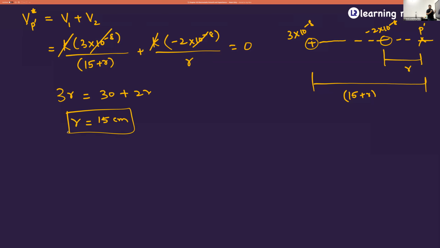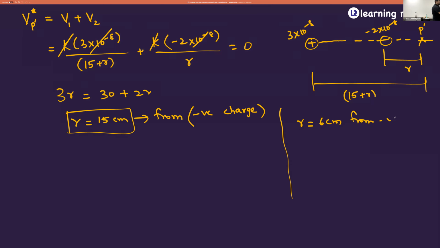But remember, this time the R is measured from the negative charge. So R is equal to 15 centimeter from the negative charge. So if you observe, what are the two possible scenarios? It is at a distance of R is equal to 6 centimeter from negative charge. See, it was 9 from the positive charge, 6 from, oh sorry, R is 30. Okay. So I have to come from there again.